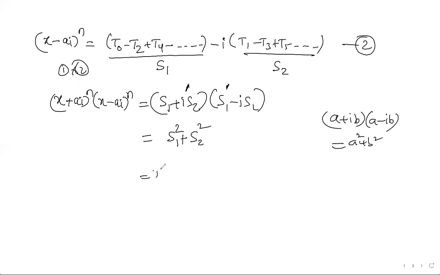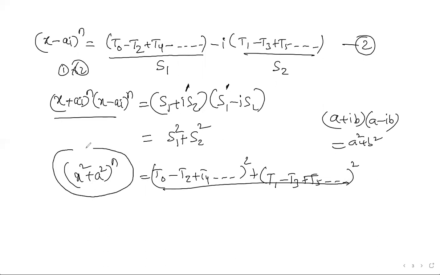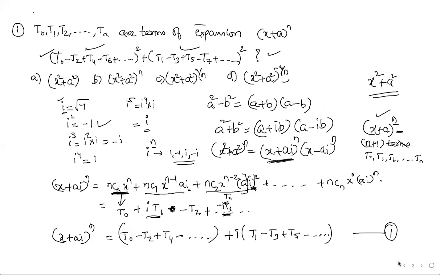So it will be nothing but (T0 minus T2 plus T4 minus and so on) whole square plus (T1 minus T3 plus T5 minus and so on) whole square. In the right hand side, it will be (x square plus a square) whole power n. So the value of this expression is (x square plus a square) whole power n, which is nothing but the second option. Okay.